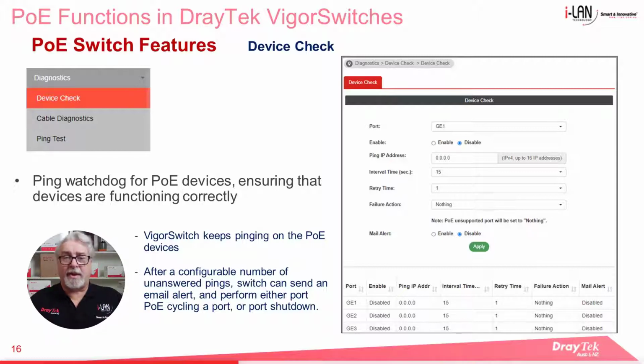Here the switch sends out continuous pings to attached devices. If the devices fail to respond after a preset number of attempts, the switch can send an email alert and either power cycle the PoE port, power it off, or do nothing other than send an alert. Power cycling the port will cause the attached device to reboot and hopefully restore it to working order.